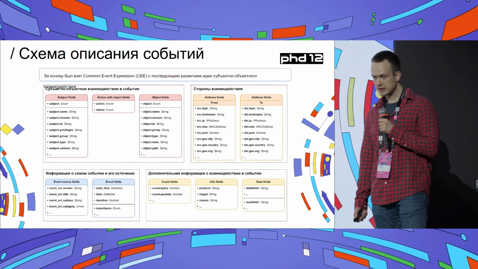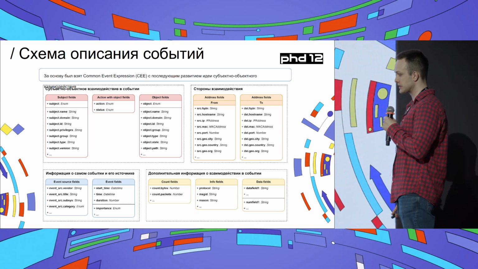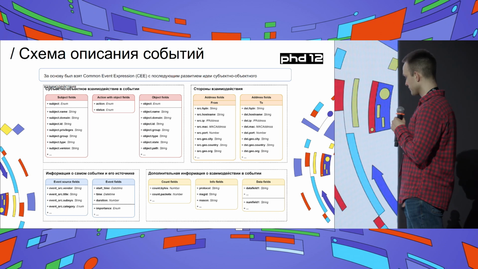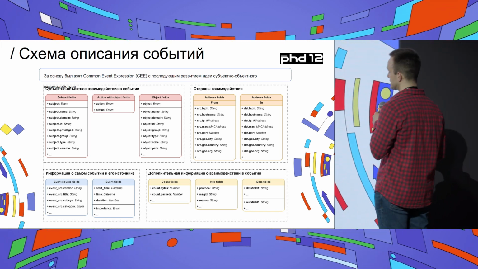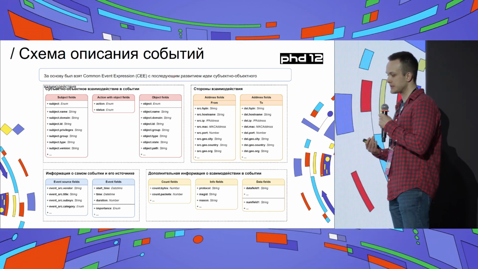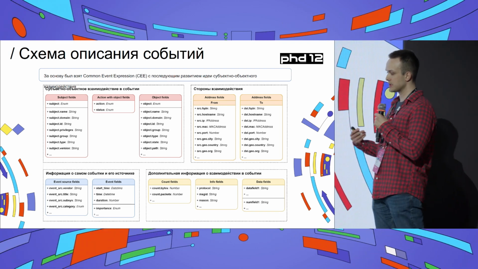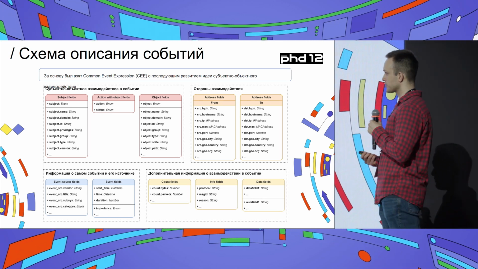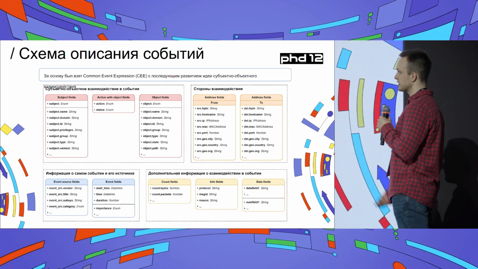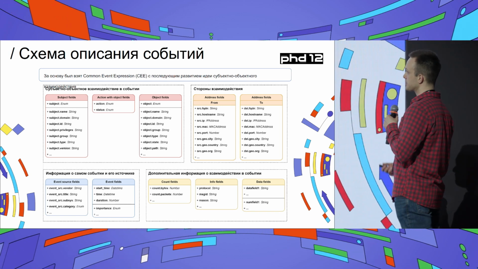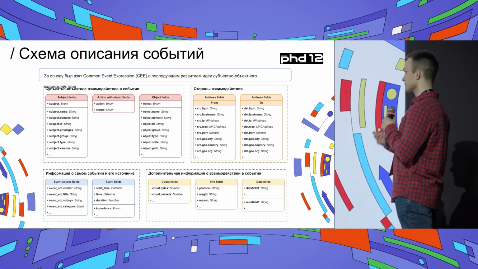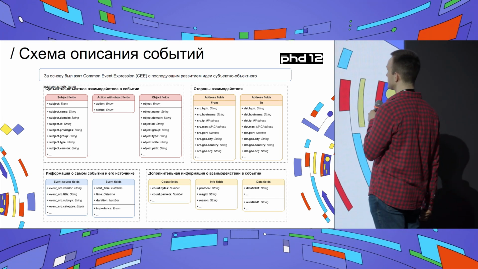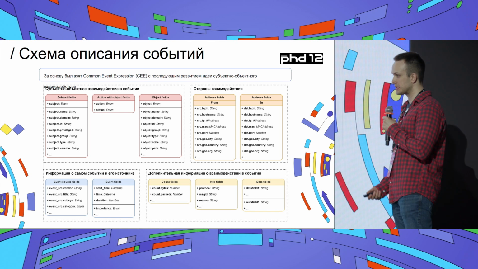So we decided to revise the approach to event description, and we identified two key entities with attributes, the actor and the object, the subject and the object. And now we describe events in the form that the subject performed a certain action on the object. And the classification into the subject or the object determines the fields.